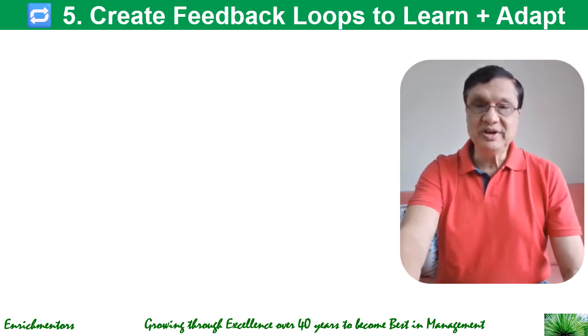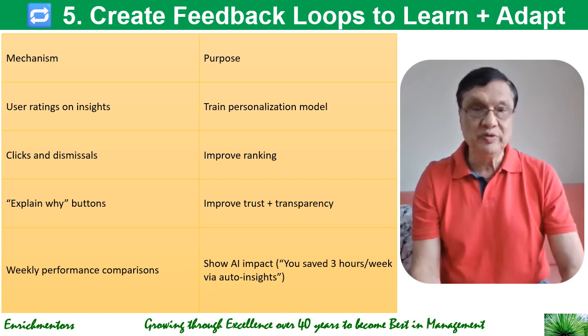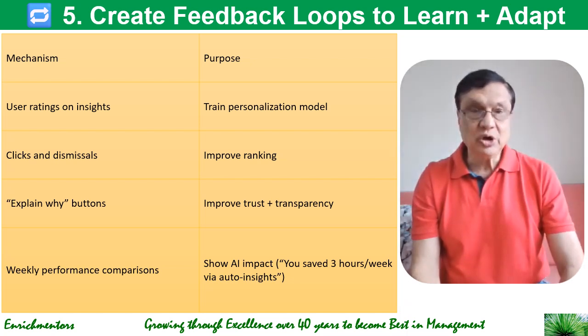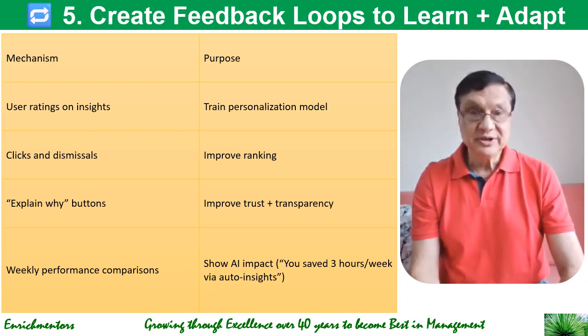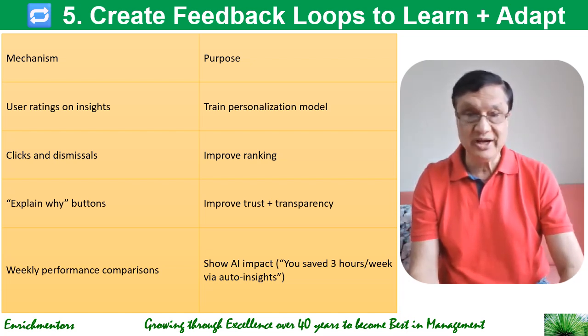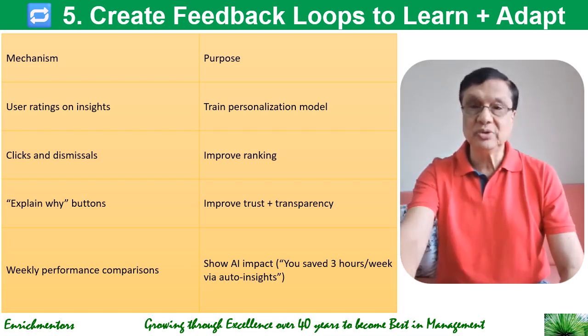The fifth thing would be to create feedback loops to learn and adapt. Now, what are the mechanisms and what can you do with that? You can use user ratings on insights, and the purpose will be to train the personalization model. You could use clicks and dismissals to improve the ranking. You can use explain-why buttons to improve trust and transparency. And you could have weekly performance comparisons to show AI impact. Say, for example, you save 3 hours a week via auto insights. So that's how you can create feedback loops for AI to learn and adapt.